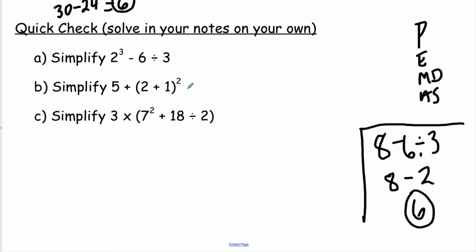Let's look at this one. We've got another exponent problem. The exponent that's hanging out outside of the parentheses means that it is attached to whatever you solve within the parentheses. So parentheses comes before exponents. Let's solve the parentheses first.